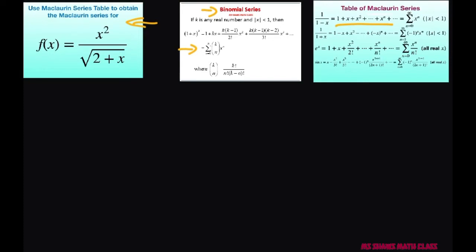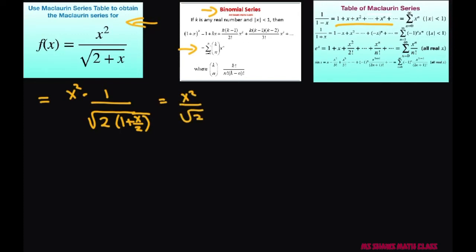We're going to factor out an x squared. So we have x squared times 1 divided by, and let's factor out a 2. So it's going to be 2 times 1 plus x divided by 2. Now that's going to equal x squared divided by square root of 2, and since it's a square root, I'm going to write 1 plus x divided by 2 to the power of negative 1/2.